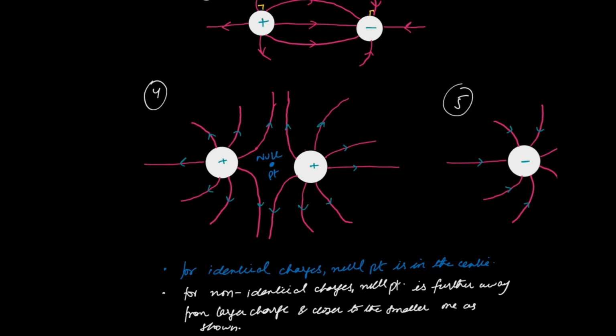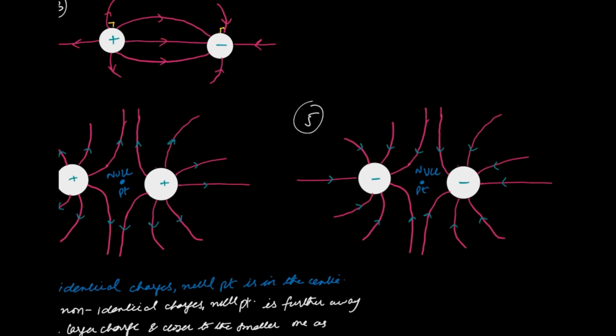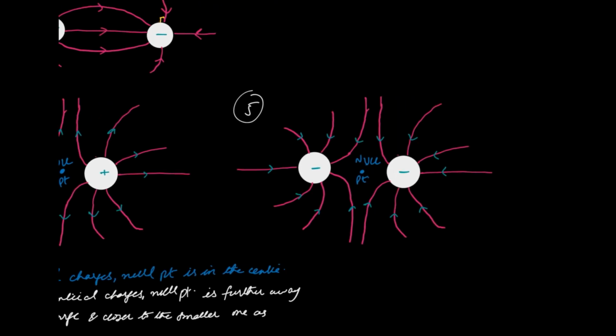We also know that when two similar charges are kept close together, there is a null point where there is no electric field. Basically they cancel each other out. This is a null point, because there is no electric field. Similarly with negative charges, the same happens.